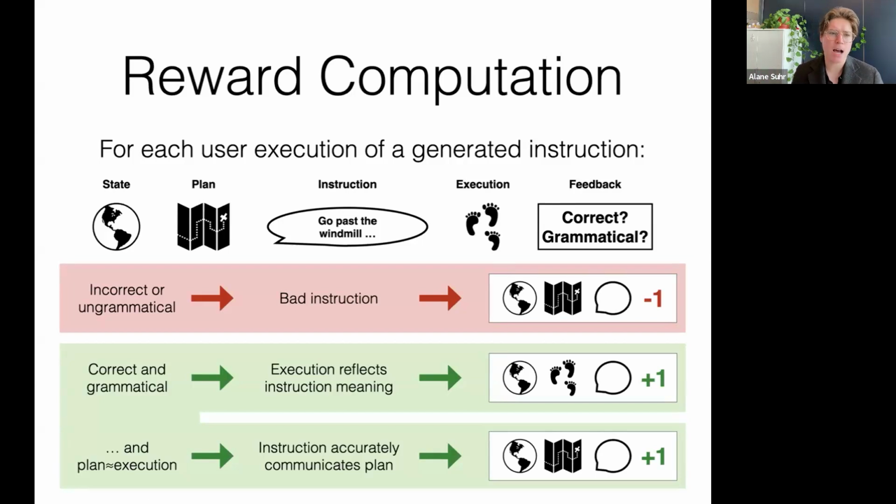And if neither of these two things are true, regardless of whether the plan actually is similar to the execution, we're going to create a positive example pairing the execution with the instruction that was sampled, because the execution here is reflecting the instruction meaning. Because we have a user who is taking the instruction and turning it into an execution. If we heuristically identify that the plan is equivalent to the user's execution, then we can say the instruction does accurately communicate the plan, and so we get a positive reward for that.